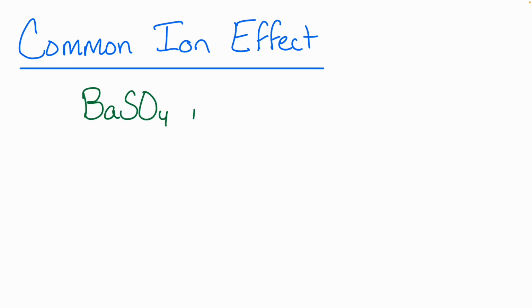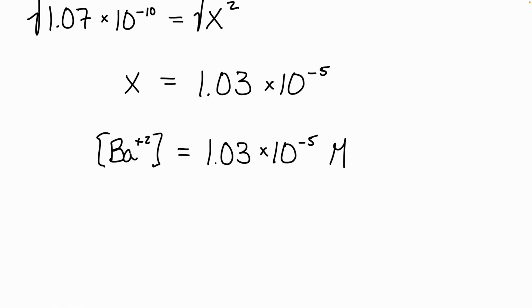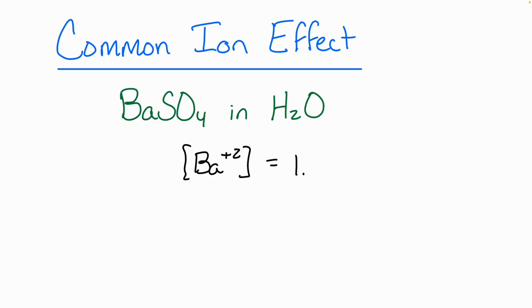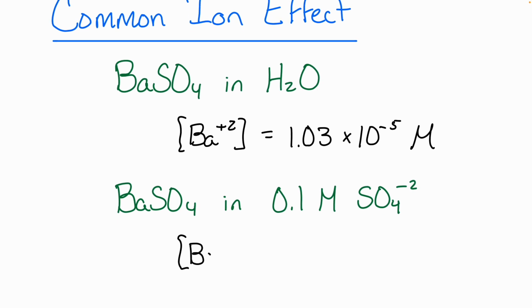We have barium sulfate in water. The concentration of barium was equal to, I don't remember, 1.03 times 10 to the negative 5. And then barium sulfate in 0.1 molar sulfate, our concentration of barium is 1.07 times 10 to the negative 9.